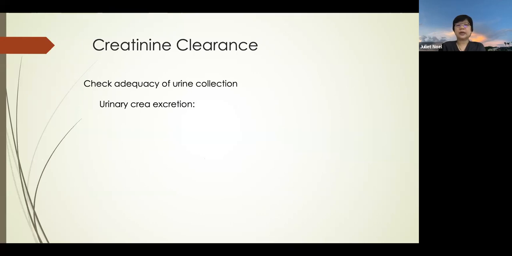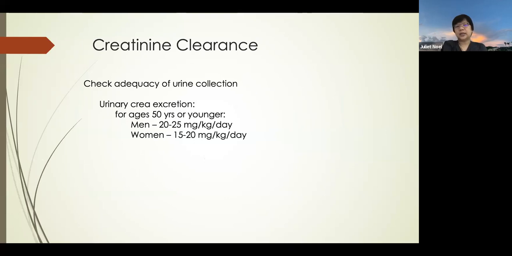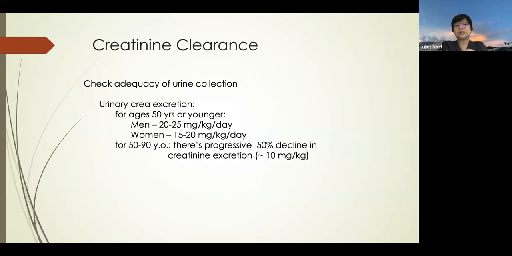So urinary creatinine excretion is relatively constant. For ages 50 years or younger, in men, it's 20 to 25 milligram per kilo per day, whereas in women, it's 15 to 20 milligram per kilo per day. In patients 50 to 90, there's a progressive decrease of about 50% in the creatinine excretion. So more or less, the patient might have just 10 milligram per kilo per day of excretion.